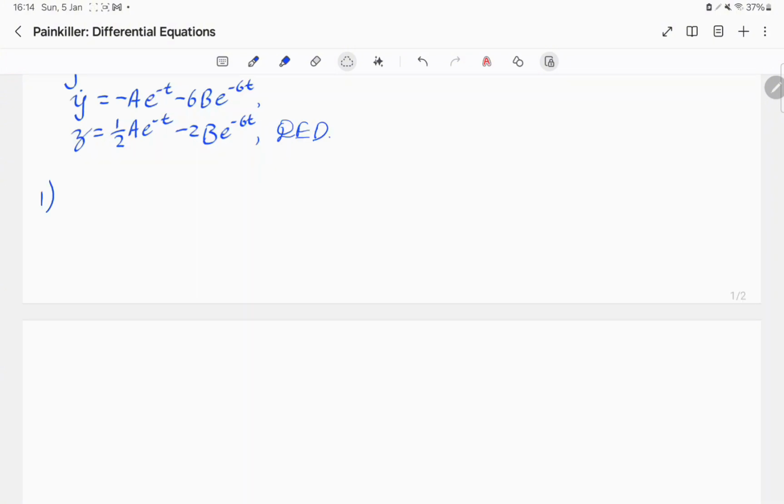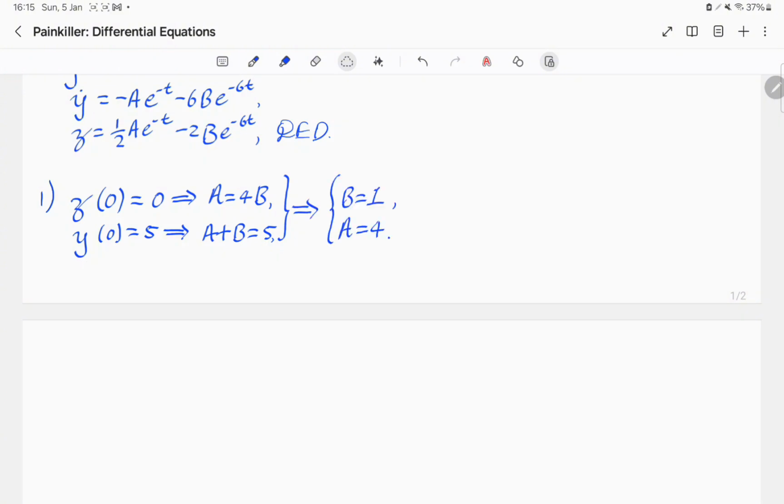Now, let's move on to part 1. Here, we have z(0) equals 0 and y(0) equals 5. And so, we have a equals 4b and a plus b equals 5, which solves to be b equals 1, a equals 4. Therefore, z1(t) is equal to 2e to the negative t minus 2e to the negative 6t.